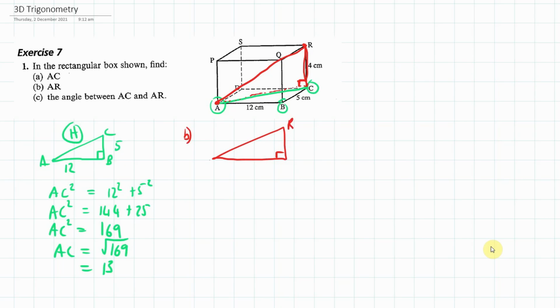This is R and this is C, and I know that that's 4 because it tells me so on the diagram. And here's A. Do I know anything else? Well, yes I do. I have just worked out what length AC is in the previous question. It's 13. And now I can again use Pythagoras Theorem. AR squared, which is the hypotenuse, should be equal to 13 squared plus 4 squared.